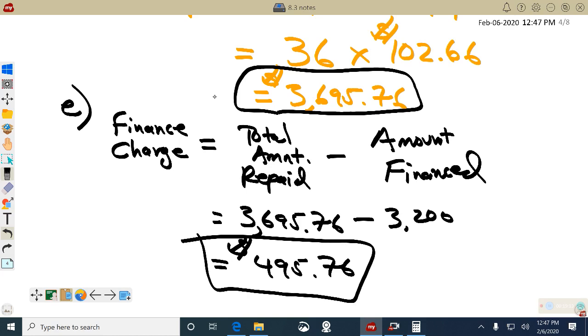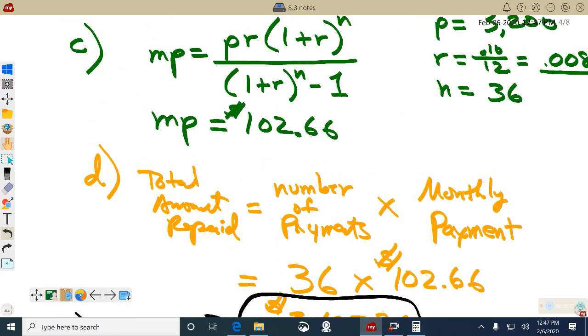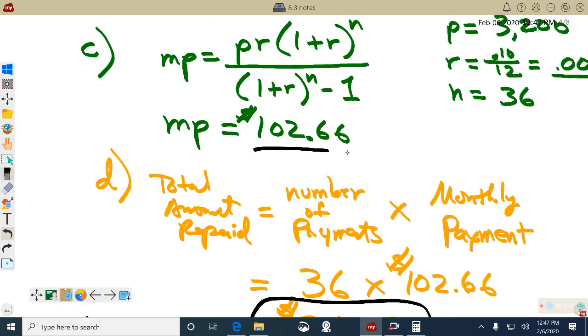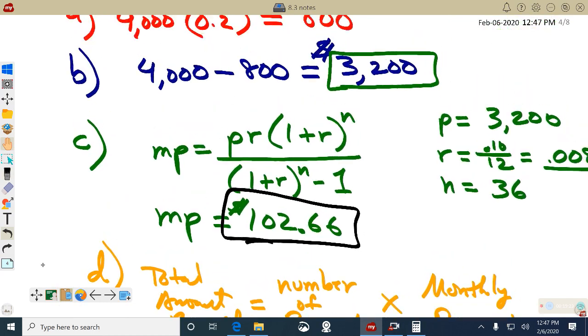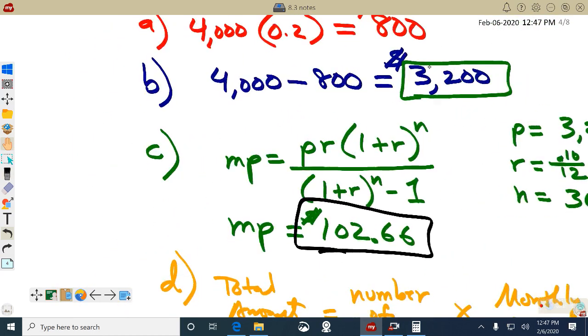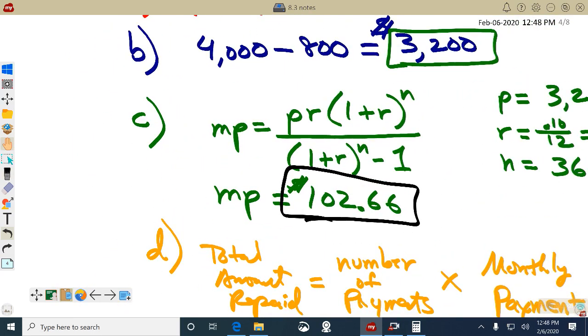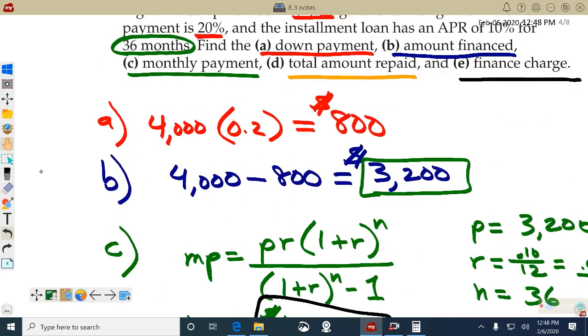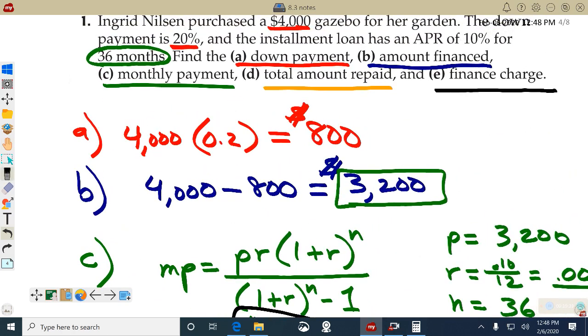So the bank makes this off of her. Ingrid pays this after 3 years. Ingrid pays this every month for 3 years. And then Ingrid borrows this to take the gazebo home, the $3,200. And then Ingrid put this as a down payment. Yeah, this is her down payment. Okay, so it's all there.